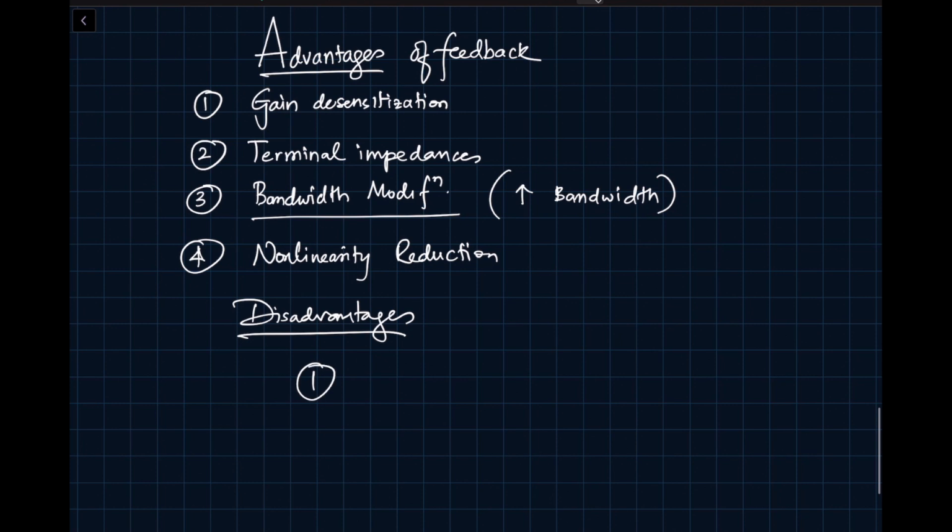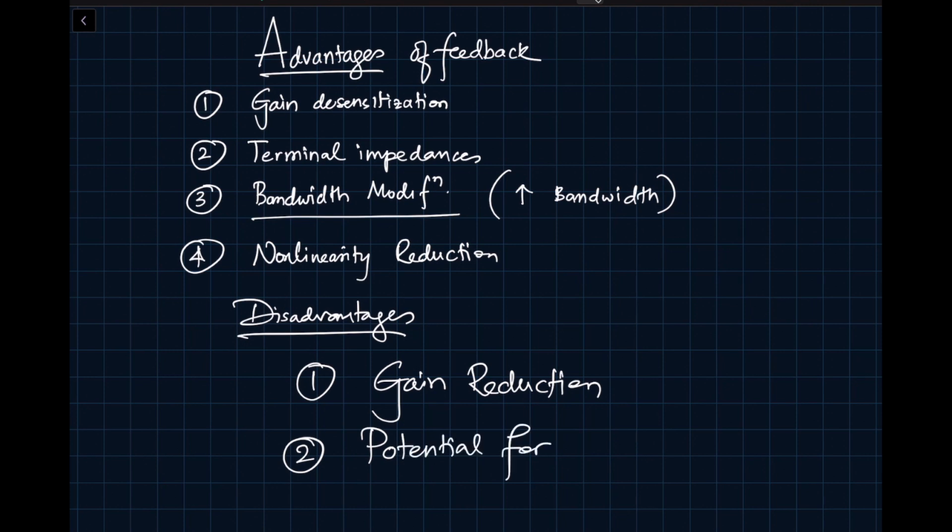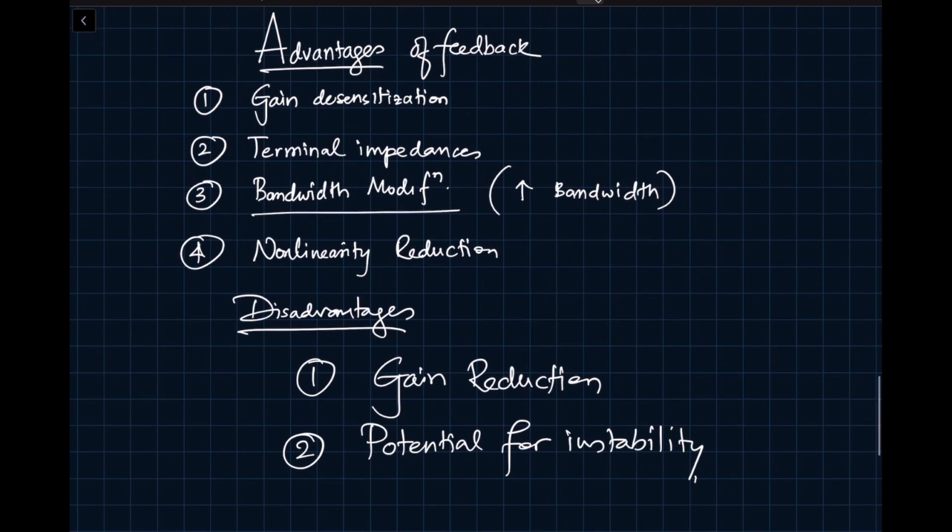One is gain reduction, and the second one is you have to worry about stability, and we will write that as potential for instability. As we already saw, by making beta A(s) equal to -1, we are going to get an unstable system which will start oscillating. Let's go through the first one, gain desensitization. Let me give you an example.